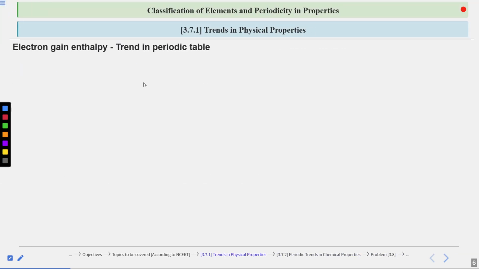Now we'll try to discuss the trend in periodic properties. We know now what is your electron gain enthalpy. Now how it varies in the periodic table, this should be addressed. If I talk in general, this trend of course has some anomaly. We will talk about that. But what are the general trends? It becomes more and more negative across a period, right? It becomes more and more negative as we move from left to right in a period.